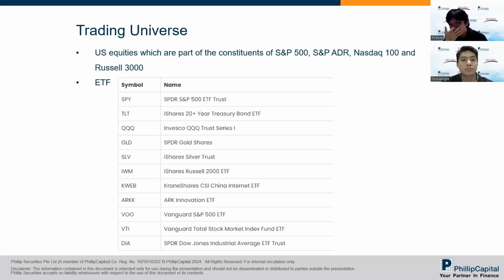So listed here are some of the counters and stocks that are available for trading on Poems. We typically offer the constituents of the S&P 500, the ADRs, Nasdaq 100, the main indices. The constituents of the main indices we offer for options trading. On top of that, below here shows a couple more popular traded ETFs. These ETFs are also available for options trading.